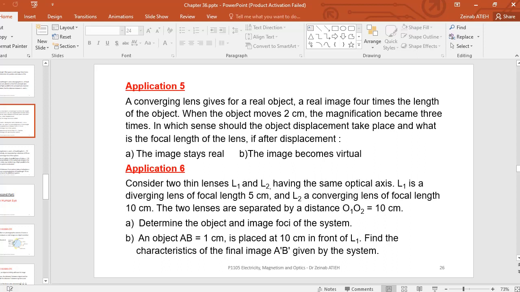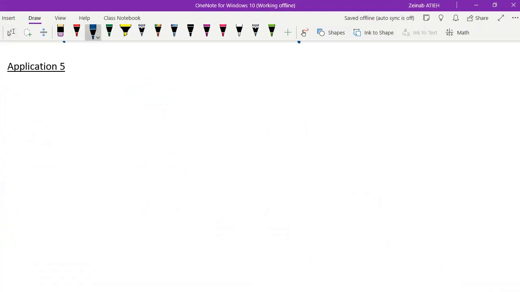I will solve part A. You can solve part B. Both of them are the same. I will start with part A. I will write the given and try to find how we can make use of this given to find the answer, the focal length and the displacement. So let's start with part A.